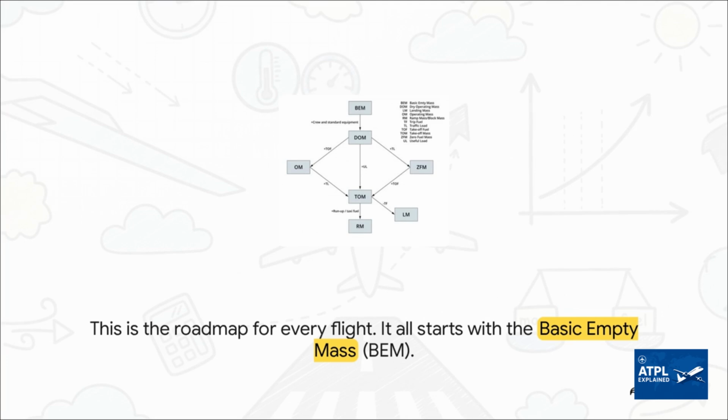Okay, think of this as your roadmap. It's kind of like building with Legos, right? You start with the absolute basics, the basic empty mass, or BEM. Then you add your crew to get the dry operating mass. Next up, you add the fuel, which gives you the operating mass. And finally go the passengers and cargo. That's your traffic load. See how each piece just builds on the last? All of that comes together to give you your final takeoff mass, or TOM.